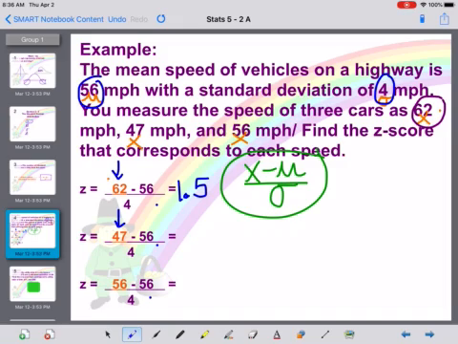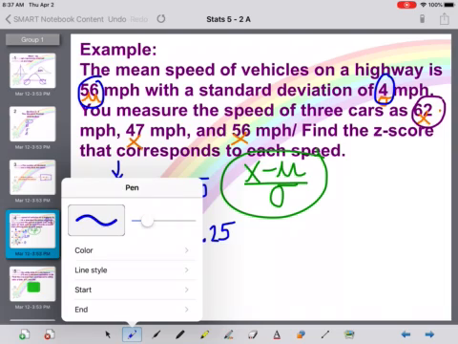47, so the person that was going 47 miles an hour, you're going to do 47 minus 56, hit enter, divide by 4, and we get negative 2.25. 56 minus 56 is 0. 0 divided by anything is 0. So let's look at these three as a whole. Again, just the x values changed. The 56 and the 4 stayed the same because your mean and your standard deviation for a specific set of data isn't going to change.